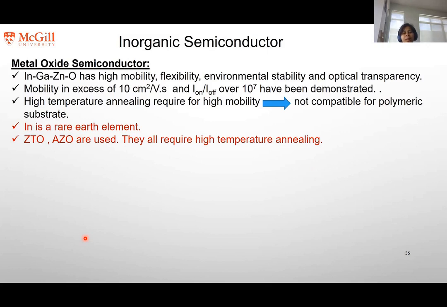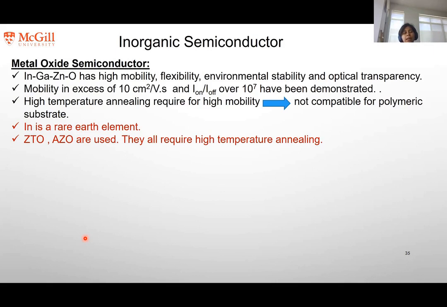The only problem of using this inorganic metal oxide semiconductor is, once we make solution and we deposit them, we need to anneal them at high temperature. The higher temperature you anneal them, the better mobility you get. But that sort of makes them not compatible with polymeric substrate. So that's one problem they have.